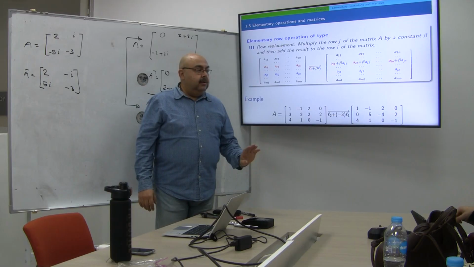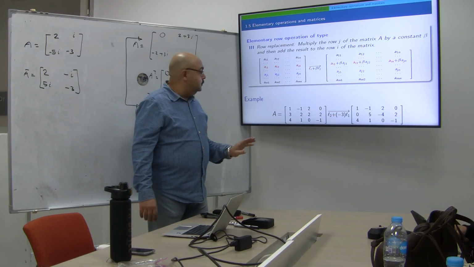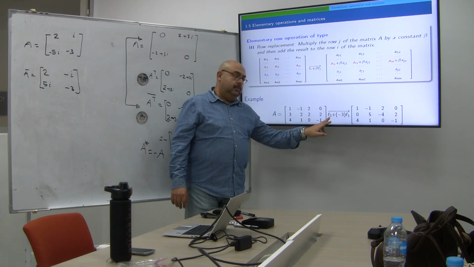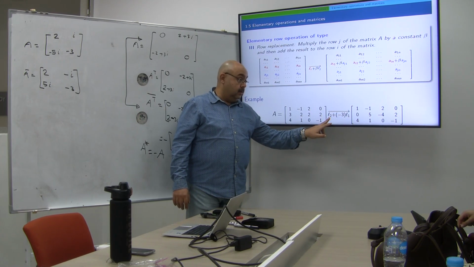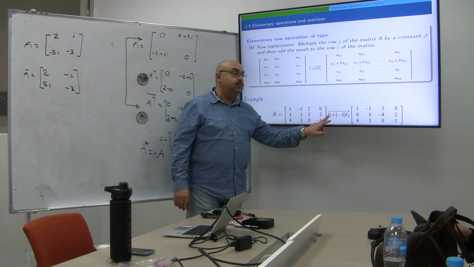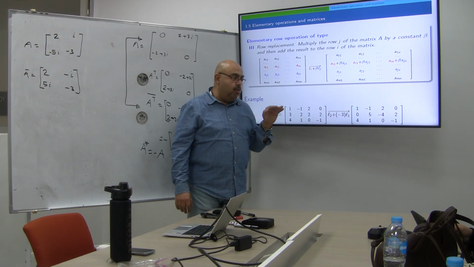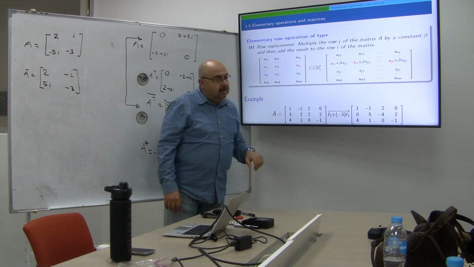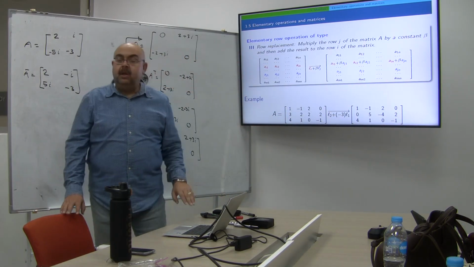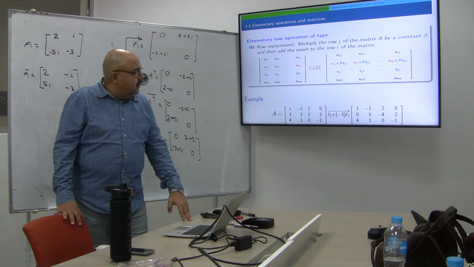Isn't L2 row 2? L2 means row 2. L2 means line 2. They write line instead of row. Okay? But it is the same.